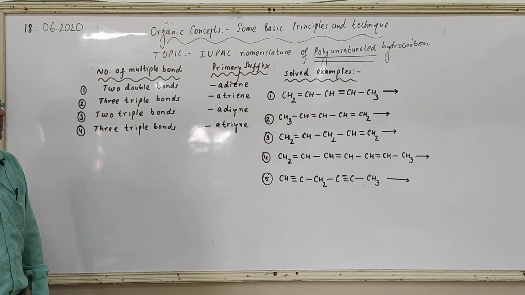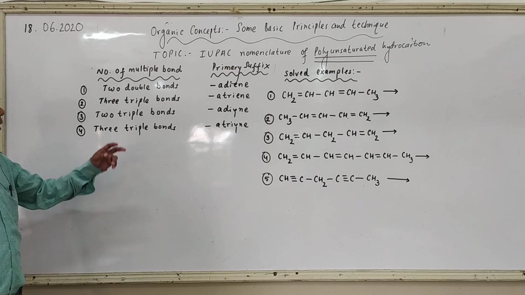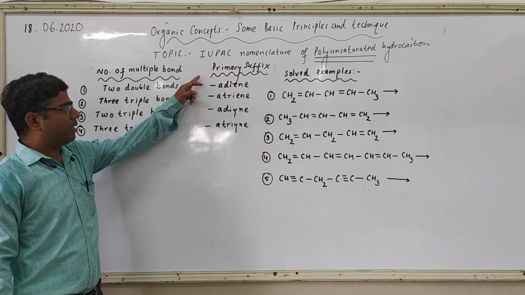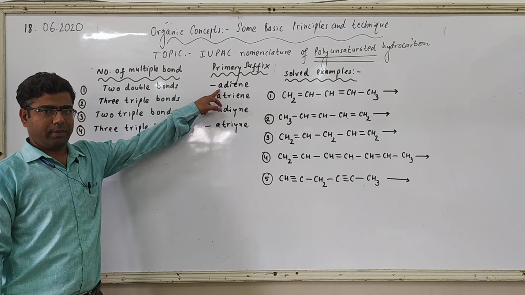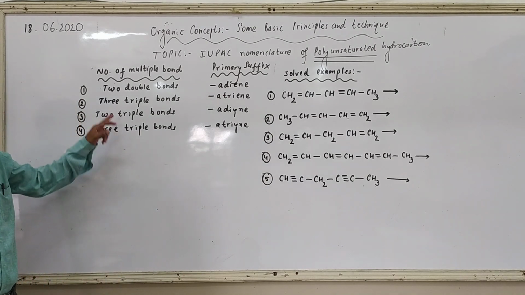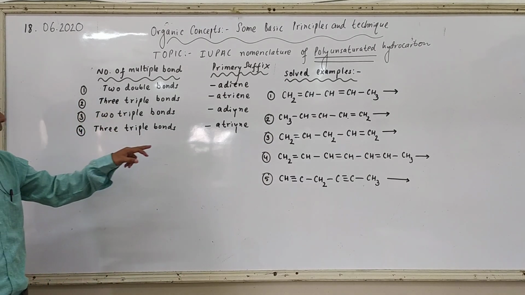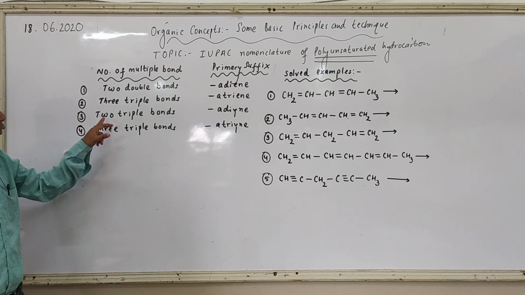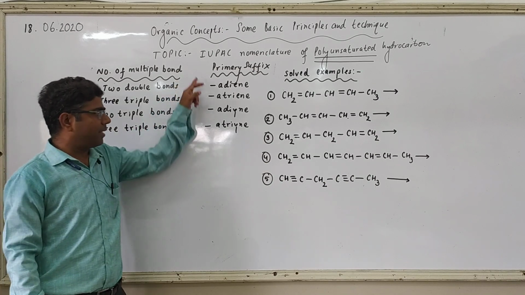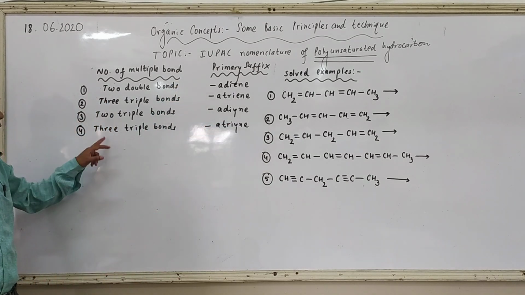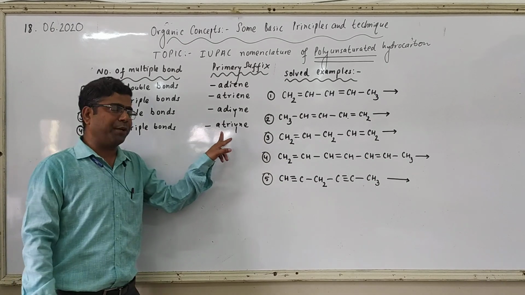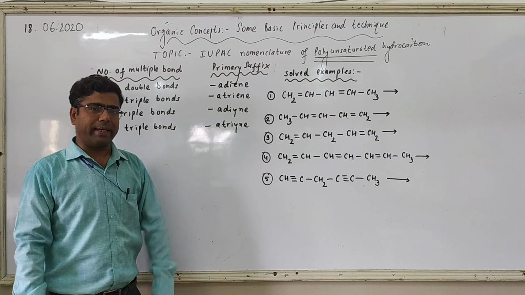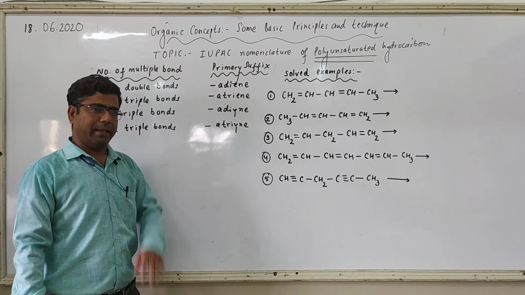If the unsaturated hydrocarbon contains two double bonds, then the primary suffix used is adiene. If three double bonds are present, then the primary suffix used is atriene. For two triple bonds, we use the primary suffix adiyne. Similarly, for three triple bonds, we use the primary suffix atriyne. Remember one thing, in all the four cases, the letter A is there.